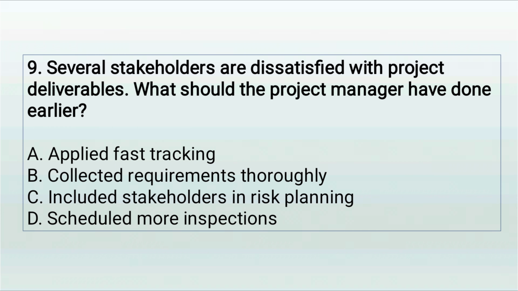Question 9. Several stakeholders are dissatisfied with project deliverables. What should the project manager have done earlier? A, applied fast tracking. B, collected requirements thoroughly. C, included stakeholders in risk planning. D, scheduled more inspections.